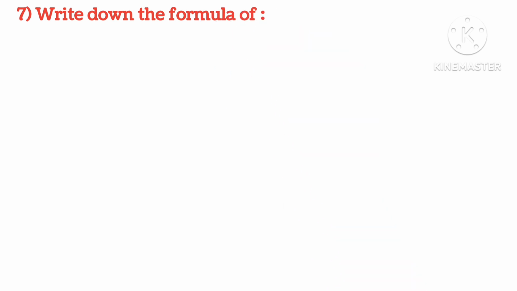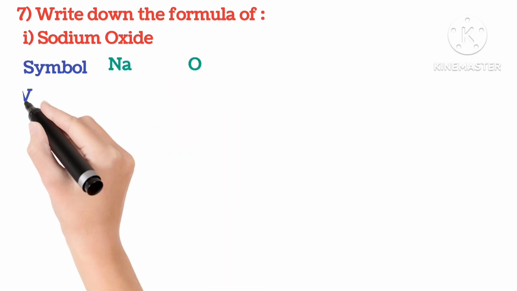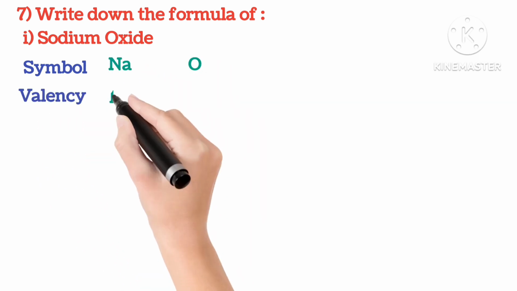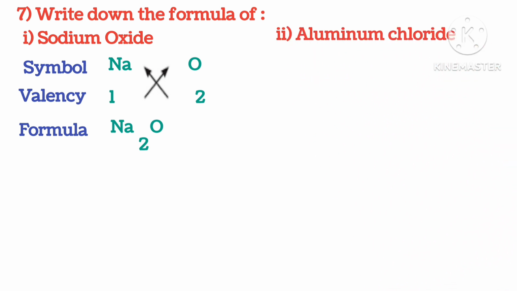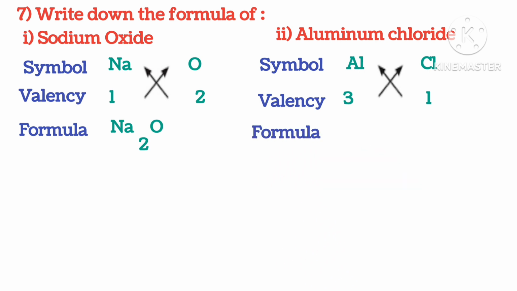Write down the formula of sodium oxide. So symbols are Na and O. Valency is 1 and 2. So crossing over, we get the formula Na2O. Similarly, for aluminum chloride, symbols are Al and Cl. Valencies are 3 and 1. Crossing over, we get formula AlCl3.